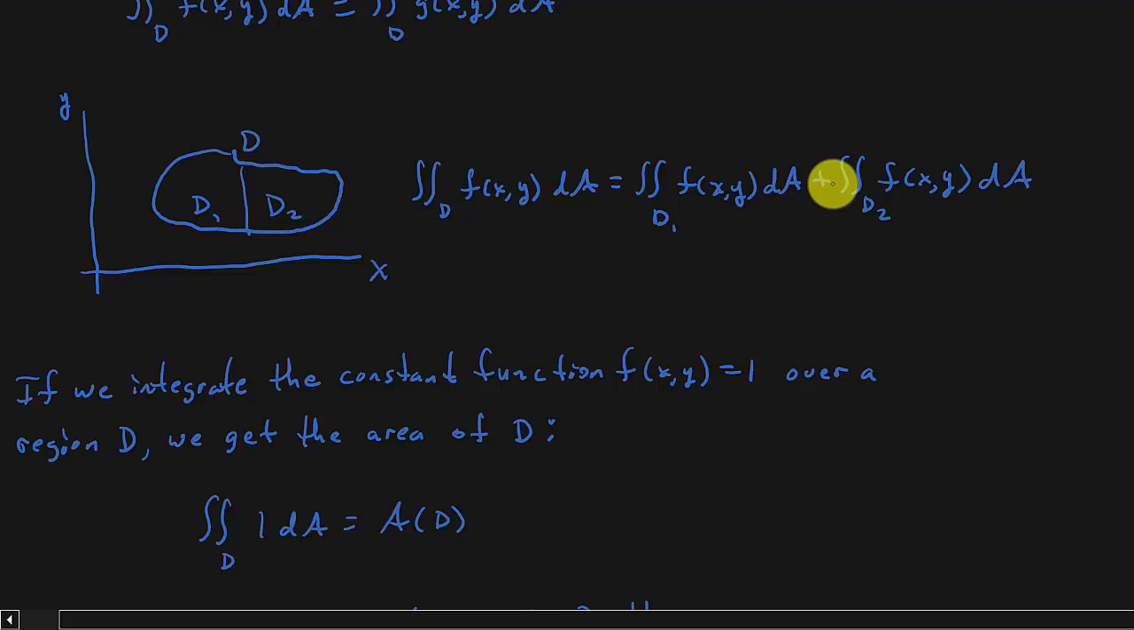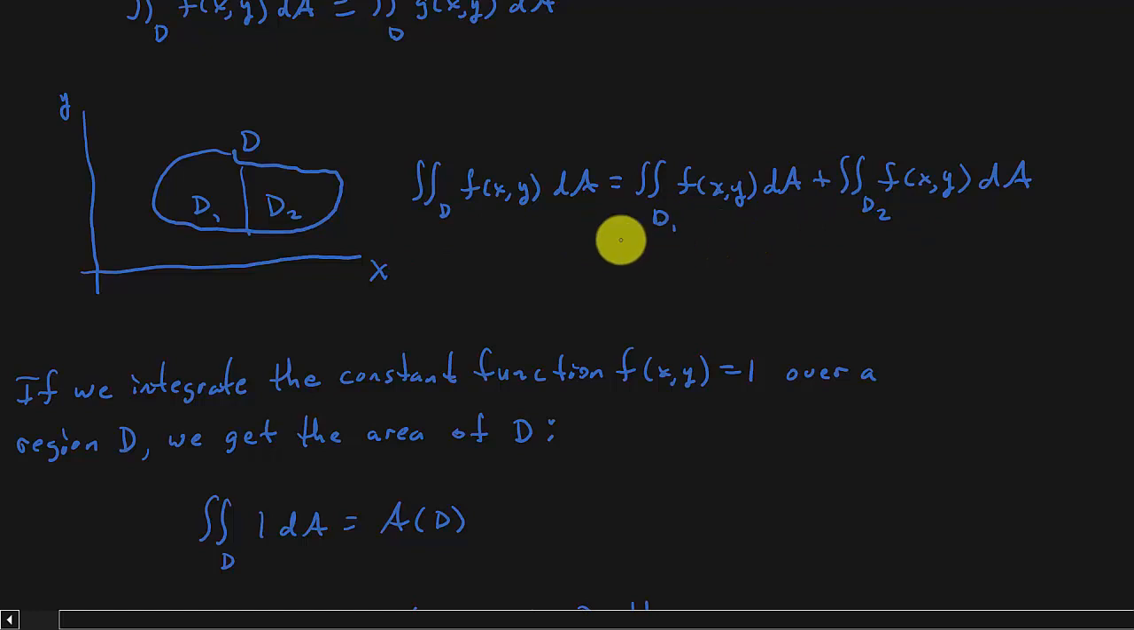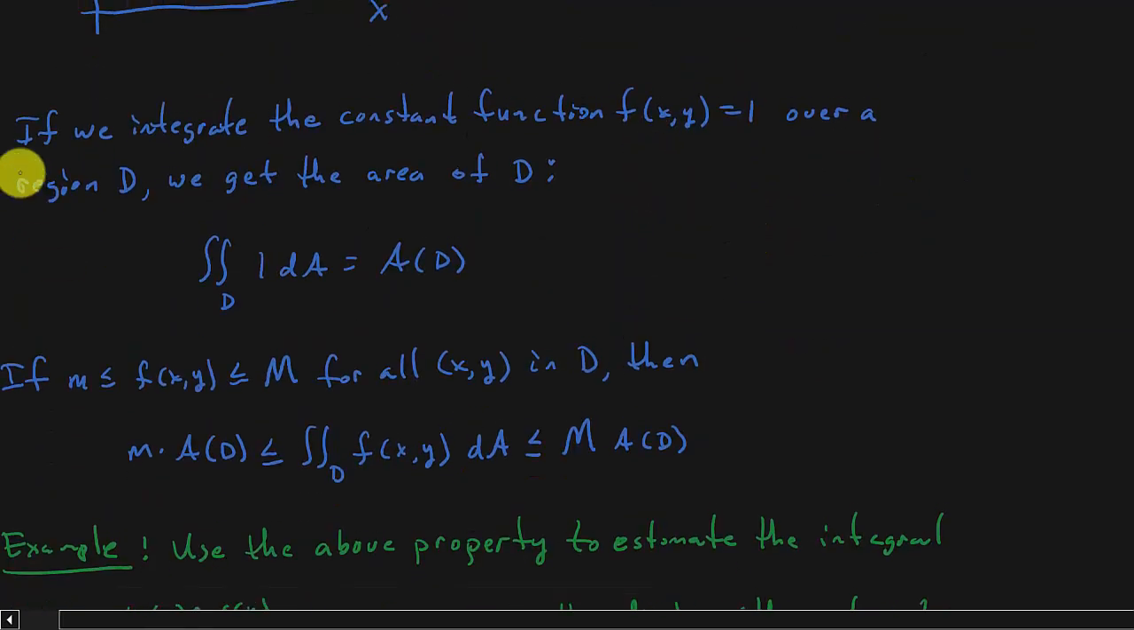And then this one is just telling us that we can split the region into two parts, which, remember, we did that on that one problem. We set it up. We didn't work it out, but we set it up. We had that region split up into two parts, and we actually did that right there. And then if we integrate the constant function, f of xy equals 1 over a region D, we get the area of D. That gives us the area of that region D.